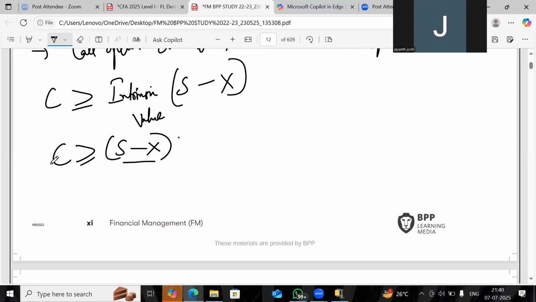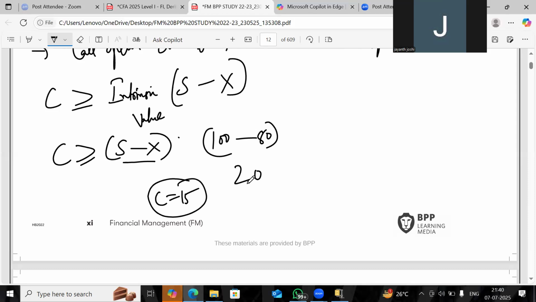Let's say a stock is trading today at 100, strike is 80. So the value created for you is 20, right? So if the call option premium is coming at 15, then what can you do? You can buy a call option at 15, right? Yes. Immediately exercise the call, that is, buy at 80 and sell at 100.